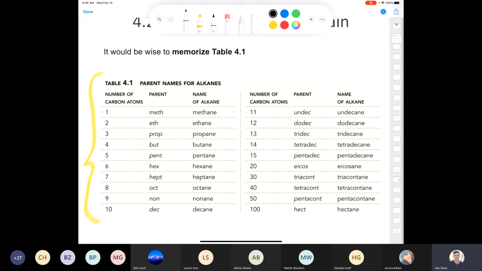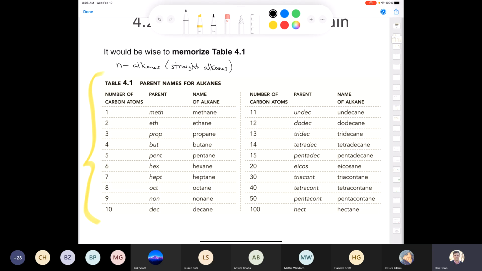Sometimes you'll hear these called N-alkanes. N-alkanes just means they're linear, normal alkanes or straight alkanes. We'll just put here straight alkanes, because of course an alkane can have branching. But they start with 1 through to 10 carbons. So you need to memorize it.